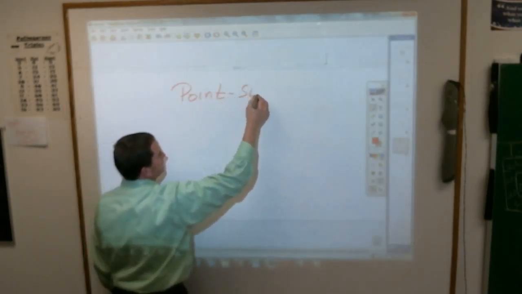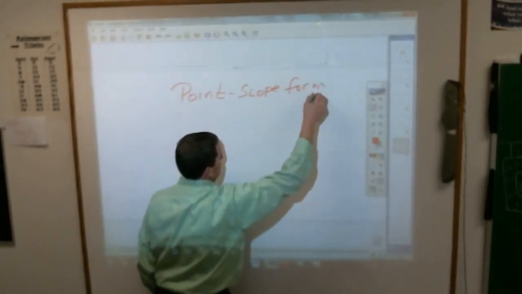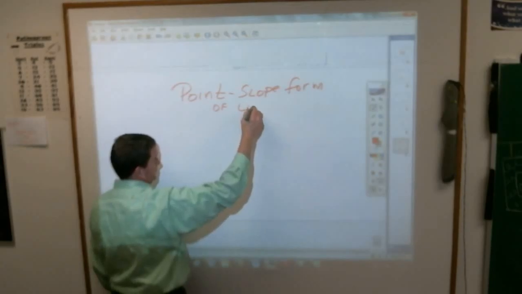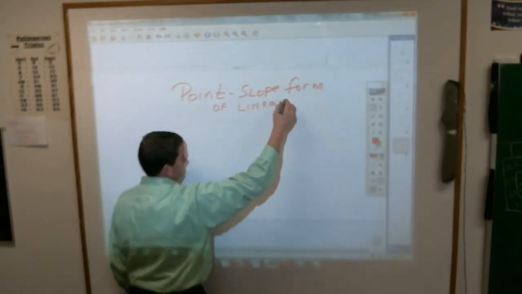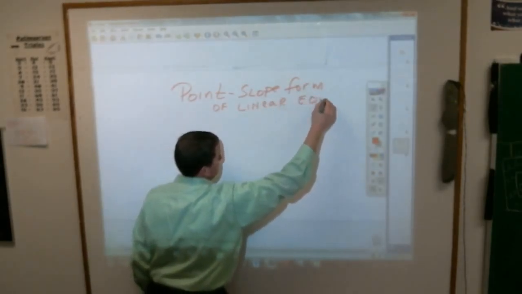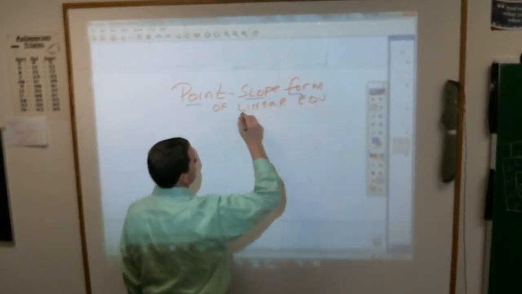Slope form, of linear equations. Nick, you should probably listen to this too. And you should be asking yourself, what's the point slope form of linear equations?